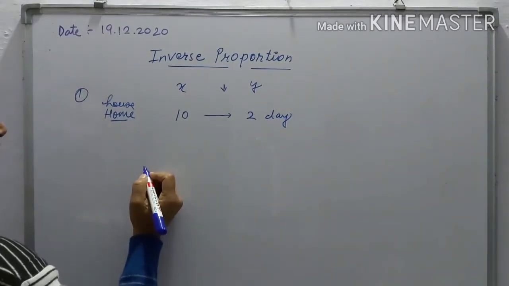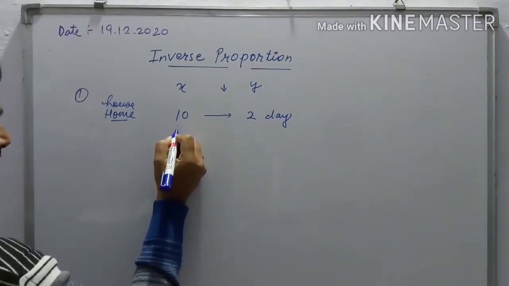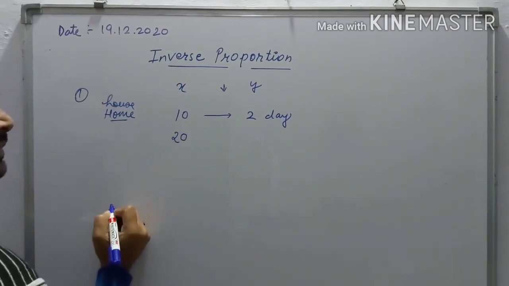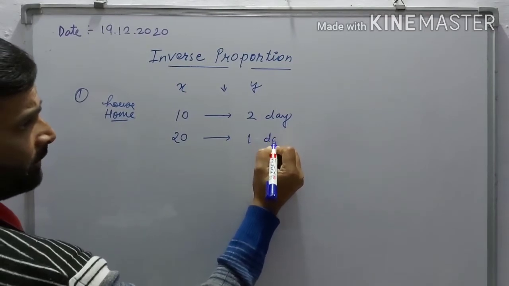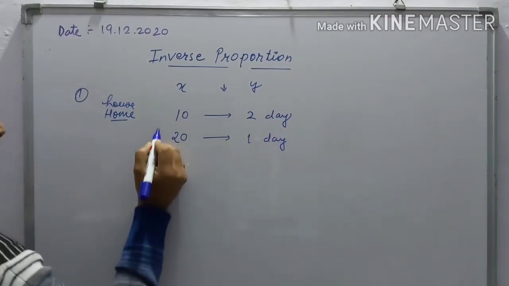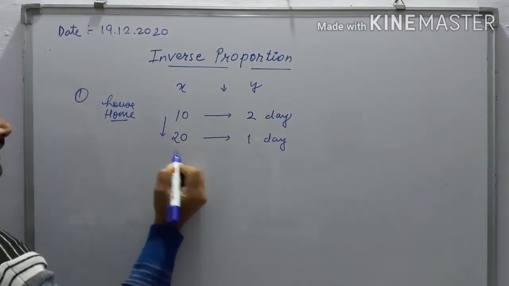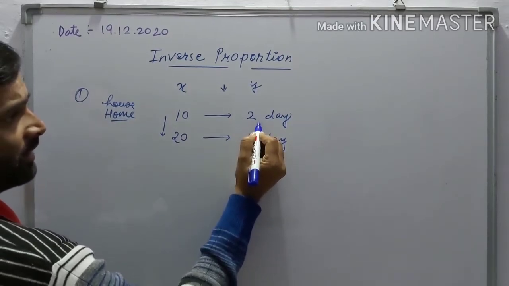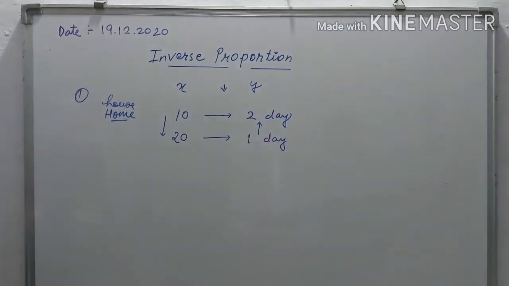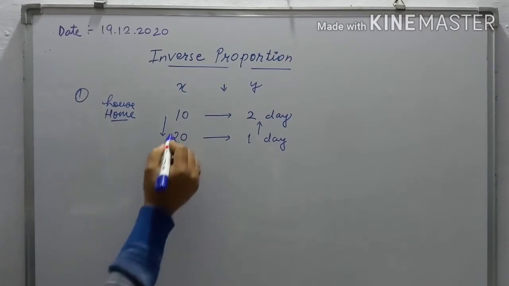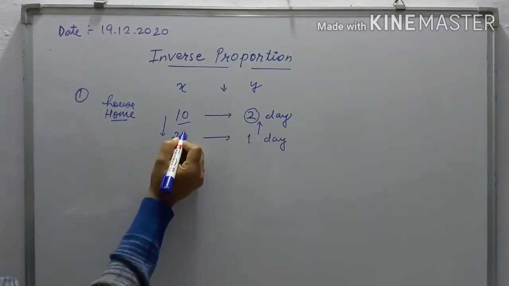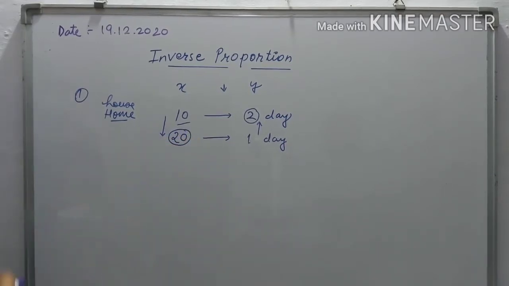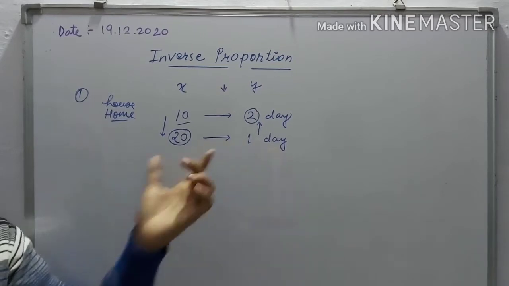And suppose the number of workers is increased to 20, and the work will be finished in 1 day. It means one quantity will increase and the second quantity will decrease. The number of workers is 10, the work will be finished in 2 days, and when the number of workers is increased to 20, the work will be done in only 1 day.